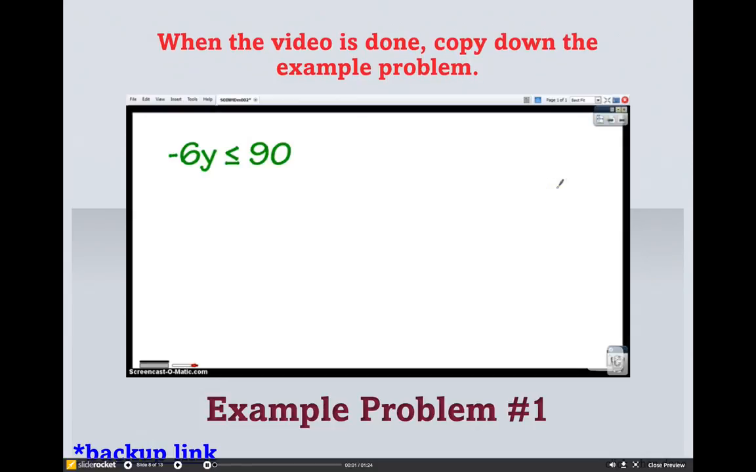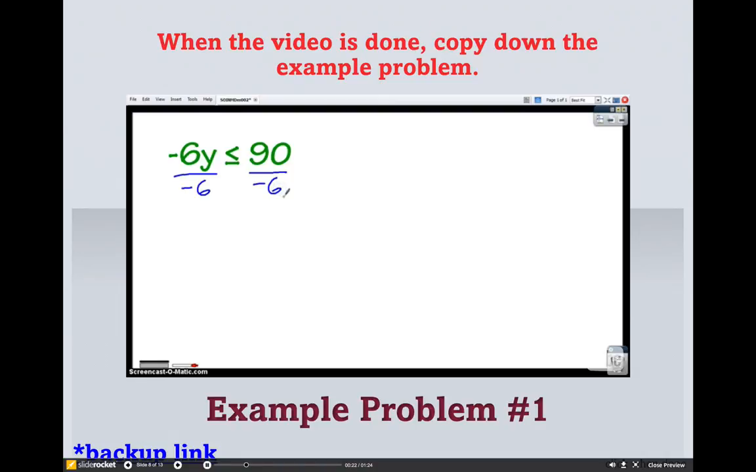All right, so let's take a look at this problem. -6y is less than or equal to 90. And in this case, we're trying to solve for y and then graph the answer. Now in this case, -6 times y means we need to just undo it, so the opposite of timesing by -6 would be to divide by -6. What I do to one side, I do to the other.